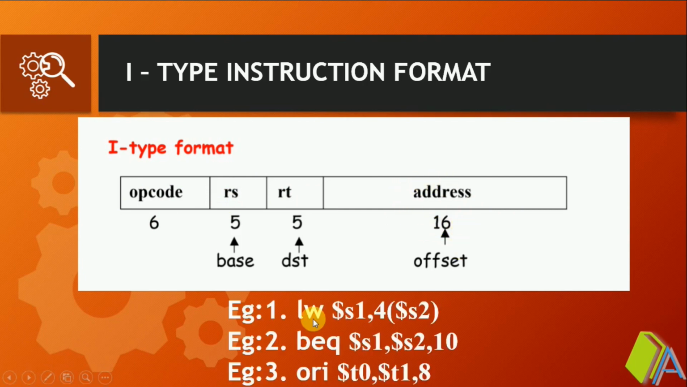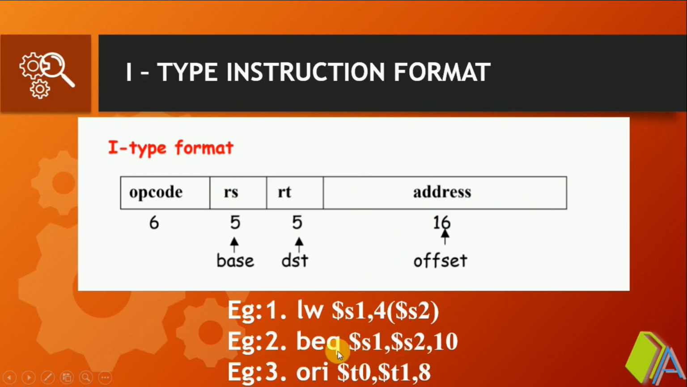For example, in the first one, load word, it is a data transfer instruction. Here S1 is my destination register. So here RT is acting as the destination register. S2 is my base input register, so RS will be my S2. 4 is my offset value. So I have to represent this 4 using 16 bits.